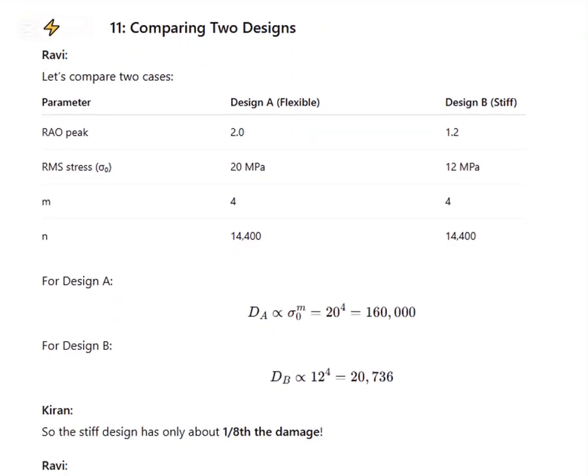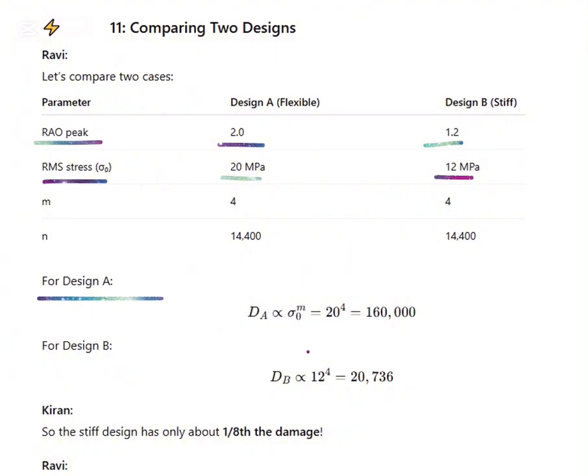Comparing two designs, let's compare two cases. Parameter RAO peak is 2. Design A is flexible, design B is stiff. The RMS value is 20 here, and here it's 12. The slope is the same, 4, and the number of cycles is the same.